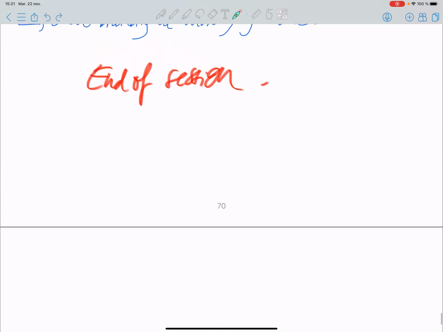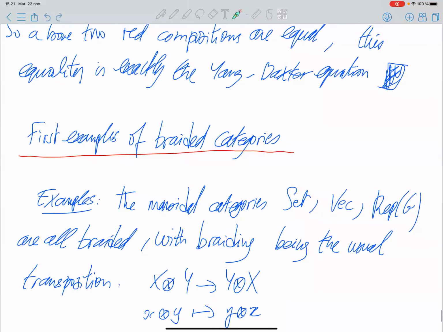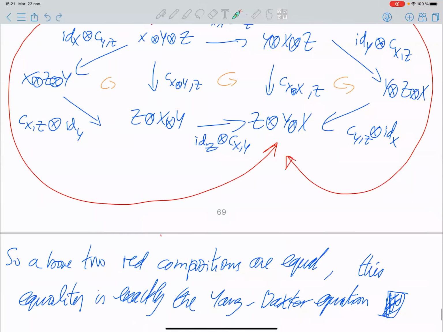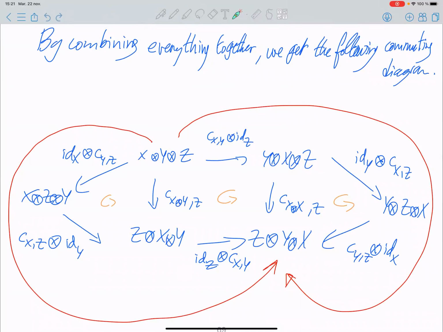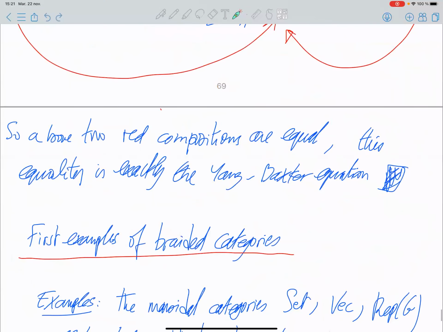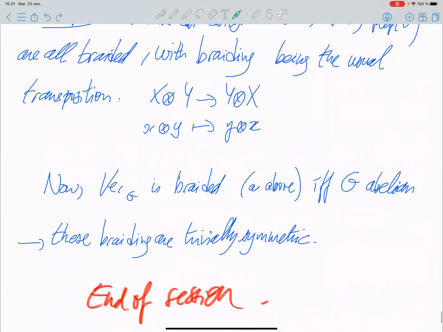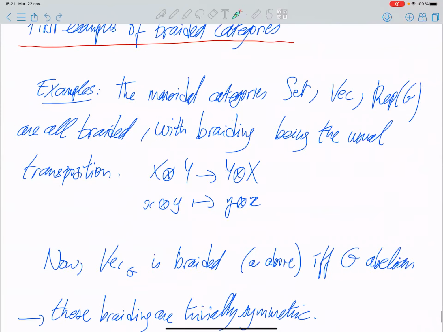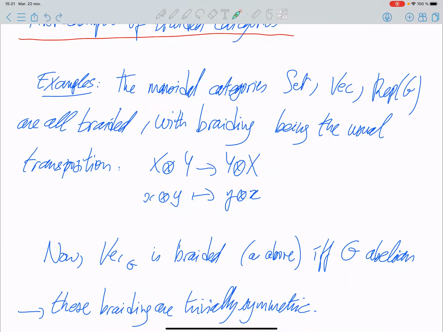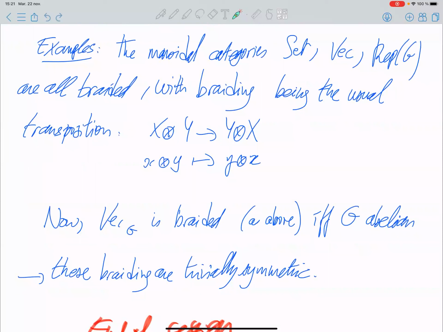Okay, so yesterday we started the new chapter about braided monoidal categories. We mentioned a few trivial examples of braided monoidal categories here. So the usual example, Set, Vec, Rep G, and also this one, when G is an abelian group. If you take the usual transposition of components like that, you get a braiding.